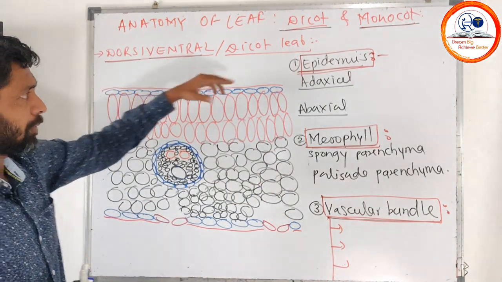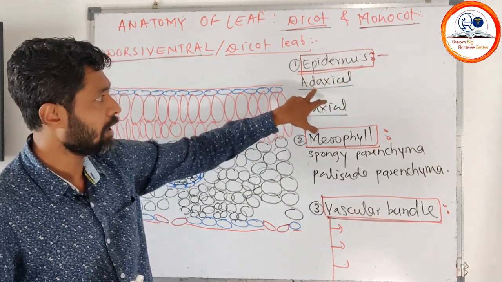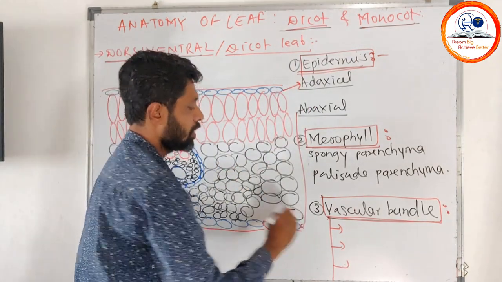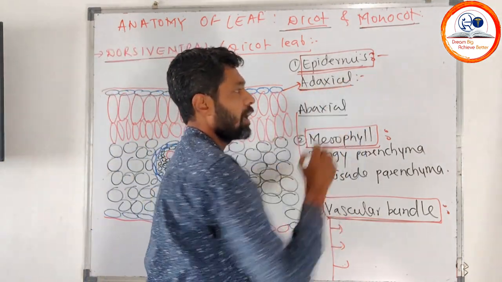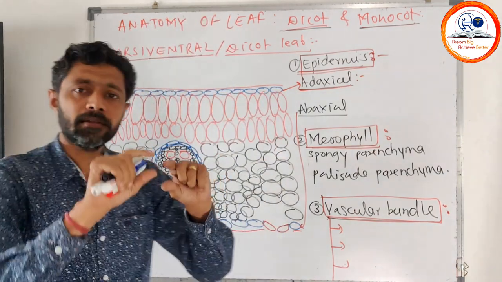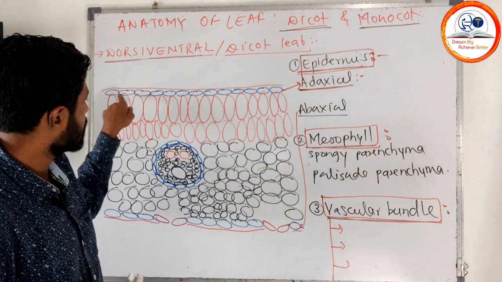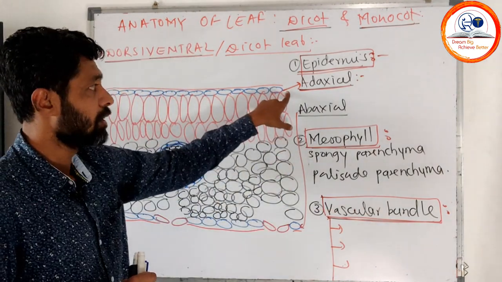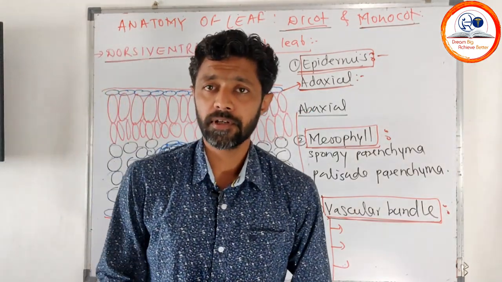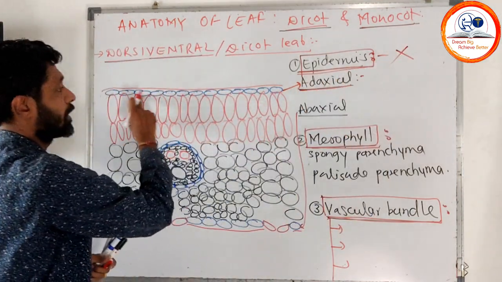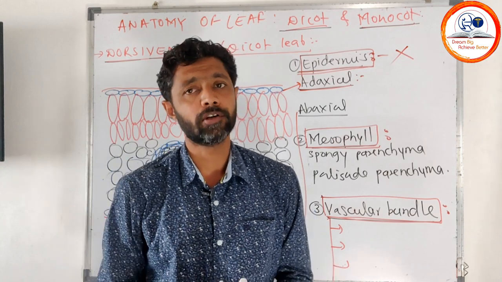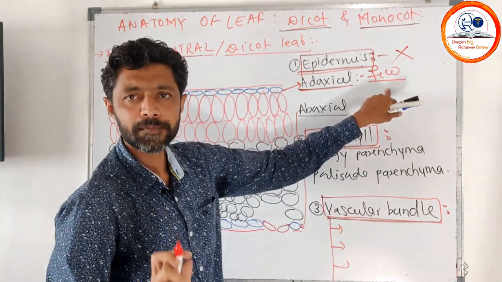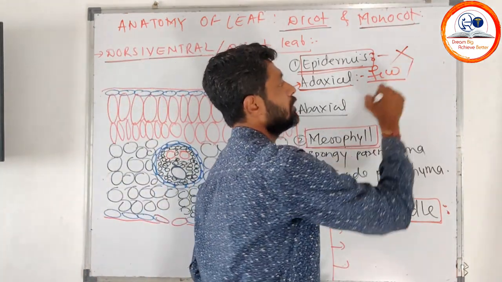So here is your upper epidermis, the epidermal tissue, which has adaxial and abaxial sides. Adaxial epidermis means upper epidermis, this will be considered adaxial or upper, and this will be your lower epidermis. Here the adaxial epidermis has quite barrel shaped cells, compactly placed. It is a single layer of compactly placed, quite elongated cells, without any intercellular space. Most of the time the upper epidermis will not have stomata, or if present, there will be very few in number.